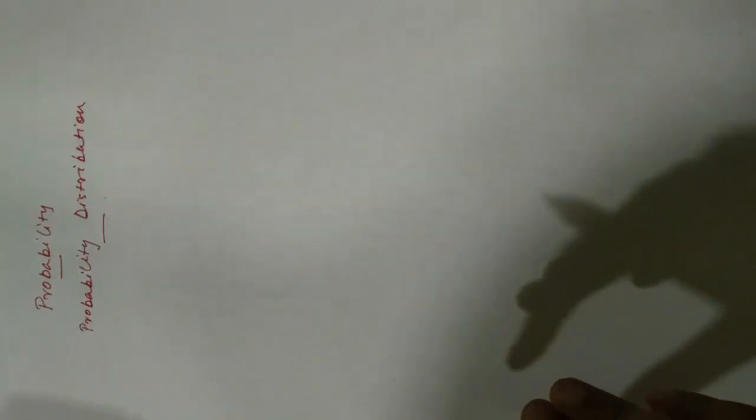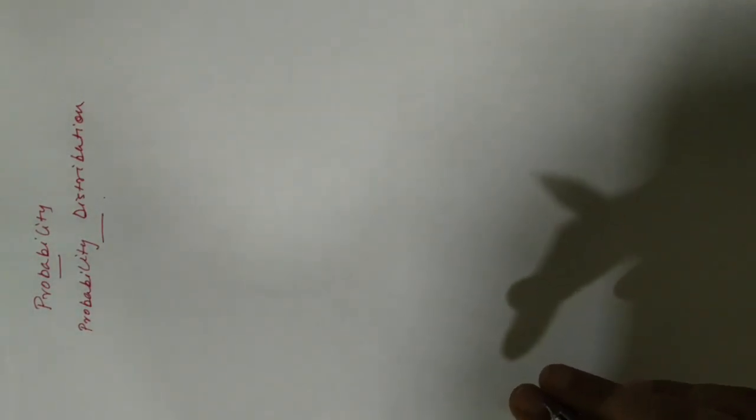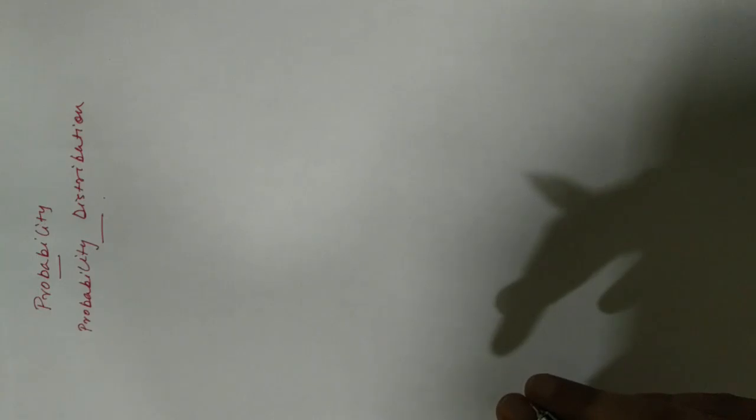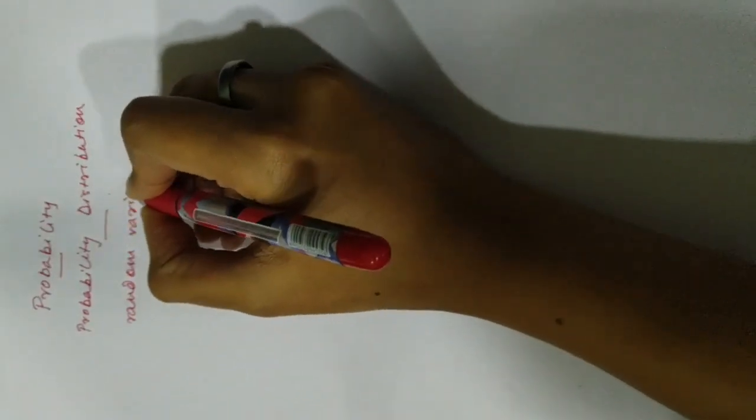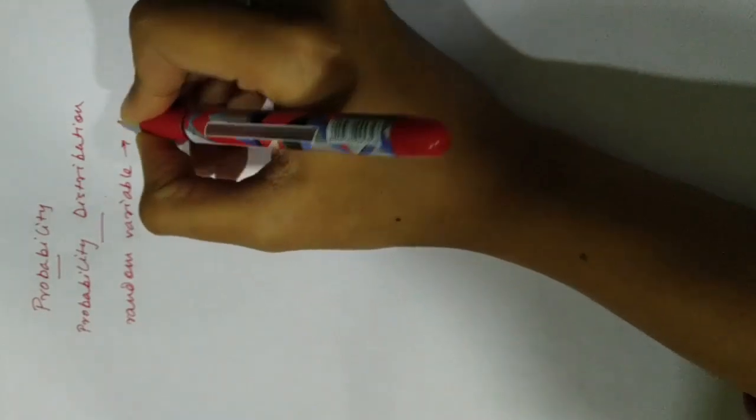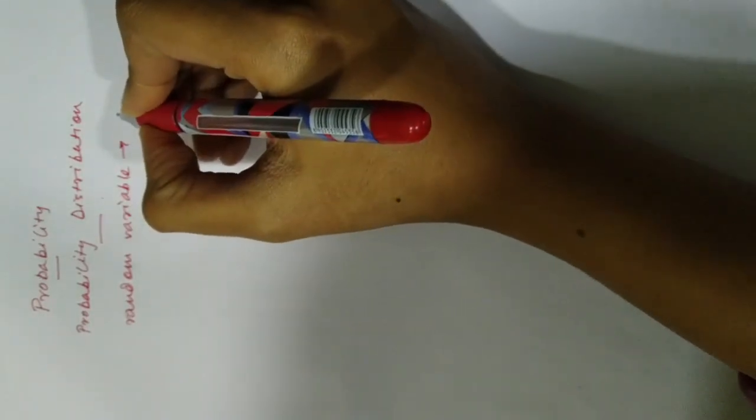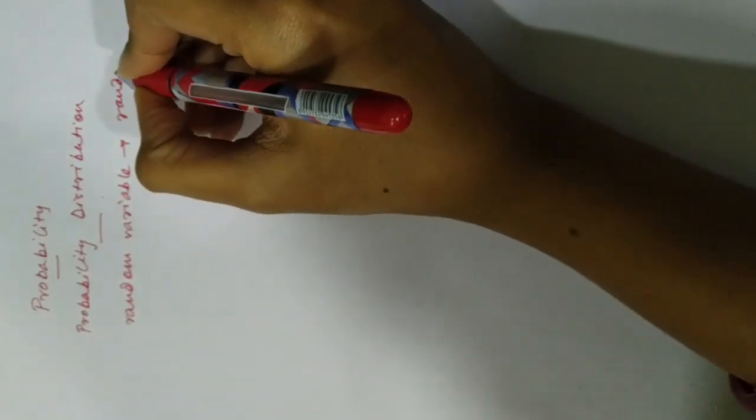So, like we know, a random experiment is an experiment whose exact outcome for any specific performance is unpredictable, right? So, a random variable is a variable which depends on the result of the random experiment, okay? So, random variable is a variable whose result depends on the random experiment.